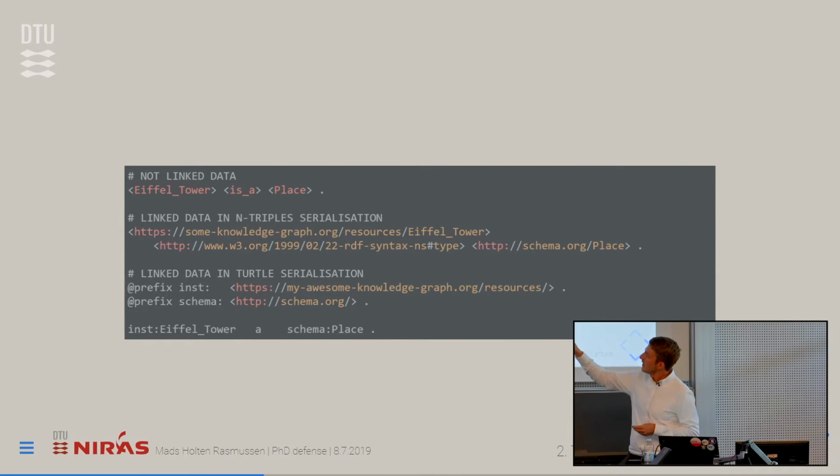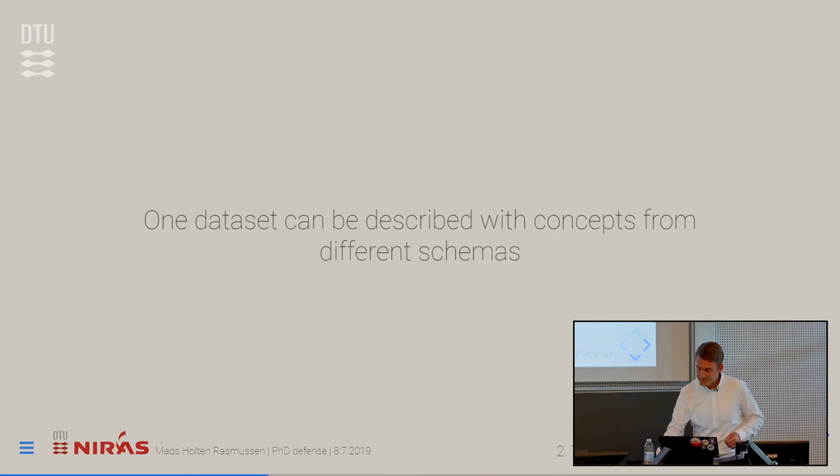And then often we use this Turtle serialization where you can see inst is just a prefix for that long thing. So inst:EiffelTower is the same thing as there. A is basically a shortcut for rdf:type because you use it very often. And then schema:Place because it's a schema.org place. So that's what it looks like.